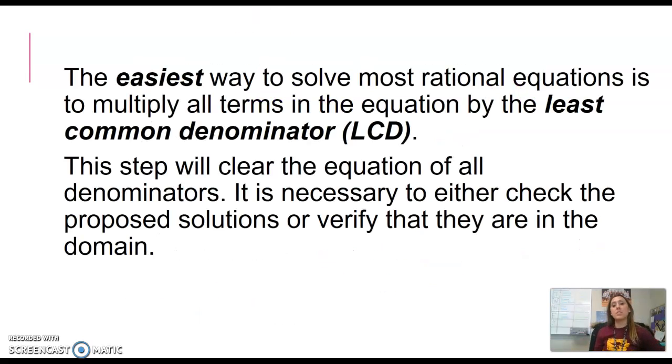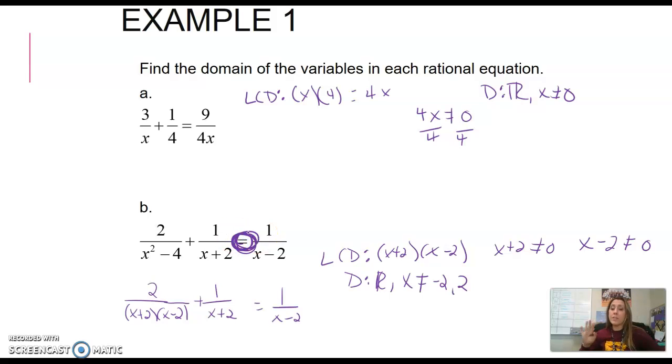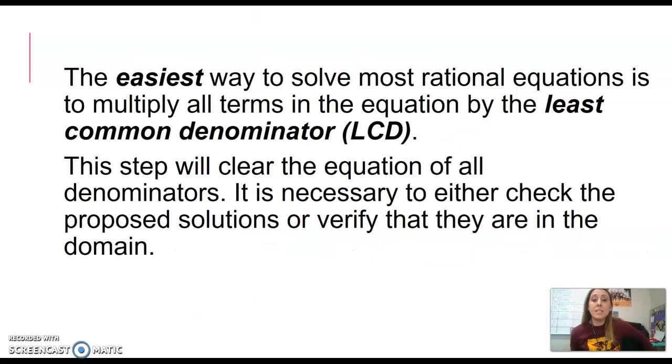So when we're thinking about solving, this is solving when we're looking at something with an equal sign. All of the strategies I'm going to teach you today only work with an equal sign. If we try to use this while we're simplifying, we're going to make things far more difficult for us, and it's not going to be good. So this works with an equal sign, so for solving only. The easiest way to solve most rational equations is to multiply all terms in the equation by the least common denominator, that LCD. This step will take care of all of the denominators, and so then we don't have them anymore.